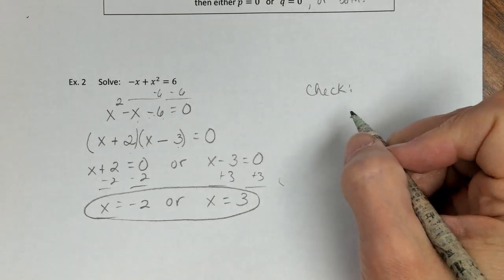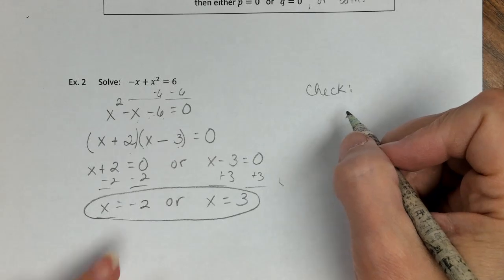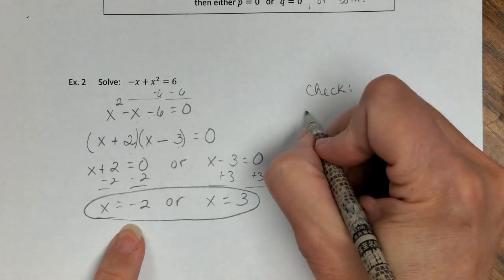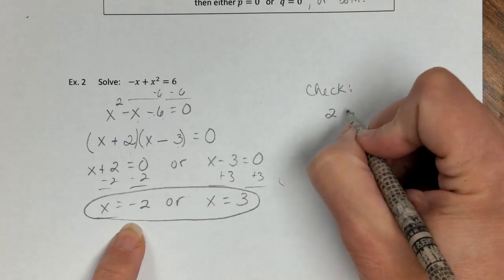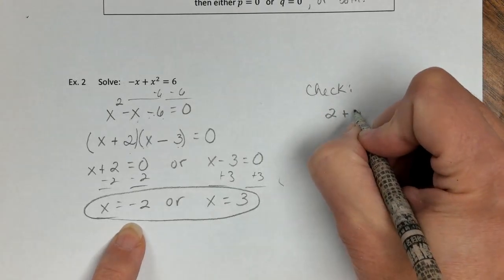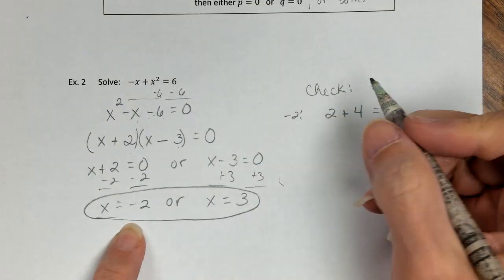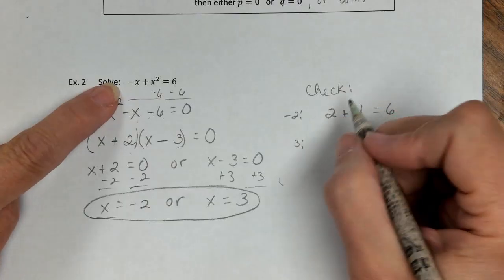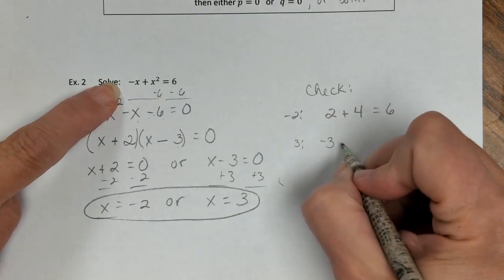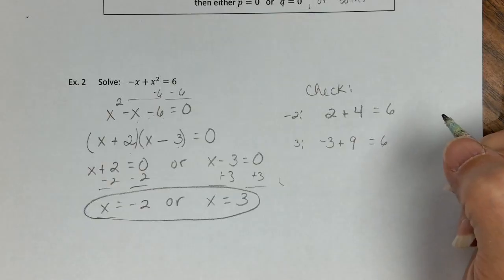And I want to go to the original equation in case I made some little mistake when I was moving things around. So to check for negative 2, that's the opposite of negative 2, that's 2, plus negative 2 squared is 4. Yes, that equals 6. I better put what I'm checking. Okay, and then trying 3. The opposite of 3 is negative 3. 3 squared is 9. That also equals 6. They both work. I know they're right.